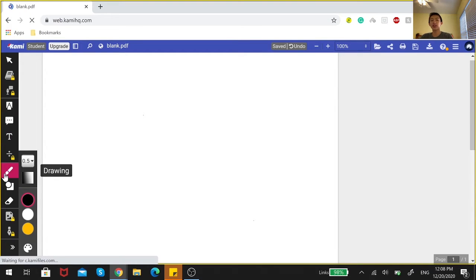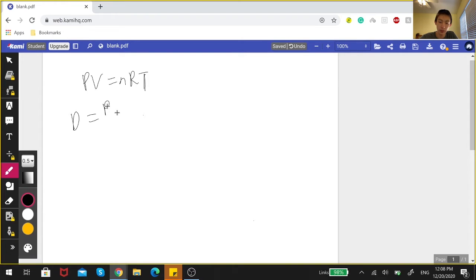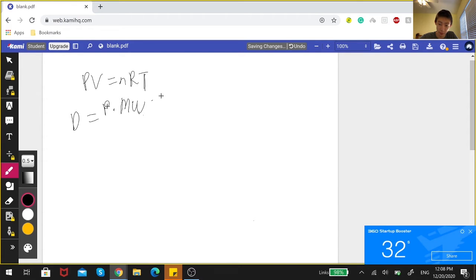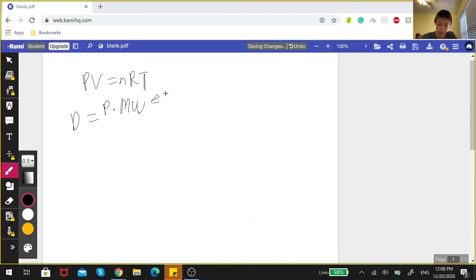Hi, in this video we're going to calculate density using our ideal gas law. The ideal gas law is PV equals nRT. Now how do we get density from it? Well, the density formula will be D is equal to pressure times molecular weight. MW is grams divided by moles, molecular weight, and divided by R, which is a constant, times temperature. And that is our formula for density.